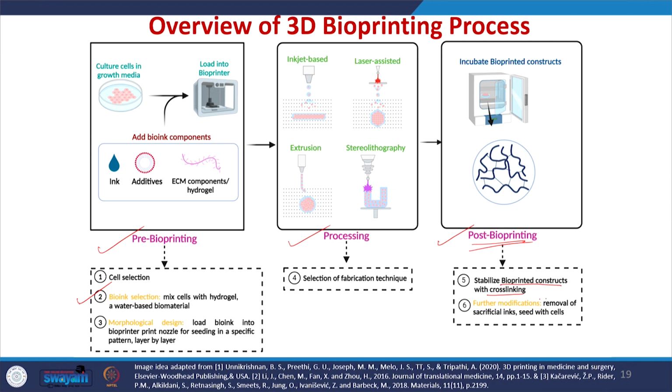and we can also do further modification, like removing the sacrificial inks and seeding with the cells. The sacrificial ink is mainly used for creating open channels, which are essential for nutrient transport and cell migration, and in some cases it can be useful for vascular network design. And these sacrificial inks can be removed simply by dissolving in water, or they can be degraded at a specific temperature. By simply changing the temperature, we can remove the sacrificial ink.